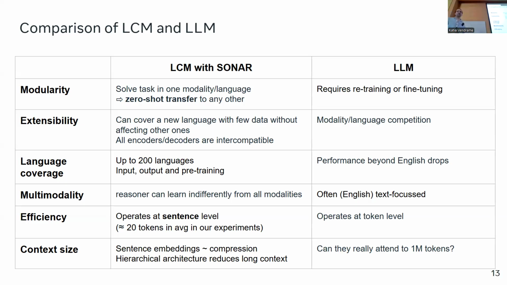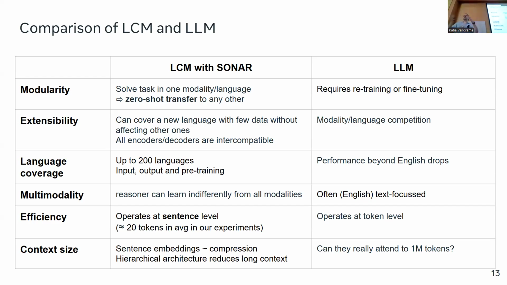In terms of efficiency, since we are compressing the input, going from tokens to sentences, we basically have much shorter sequences. Of course, in the LLM, is it really attending and looking at 1 million tokens currently? This we can adopt. Okay. And so it makes the processing more efficient.